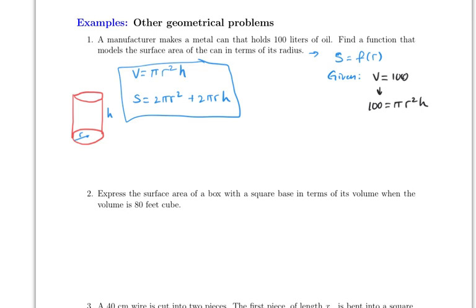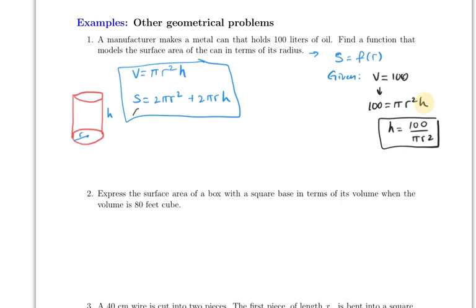Now, how do we solve for the height only? What do you have to divide both sides by? You want to leave h by itself. You divide by pi r squared. So therefore h will be 100 over pi r squared, and that's now h in terms of r.